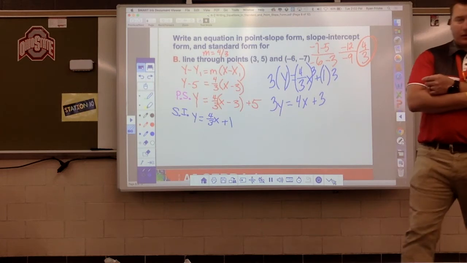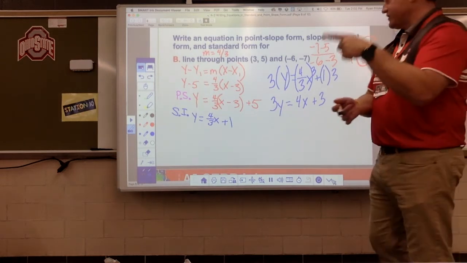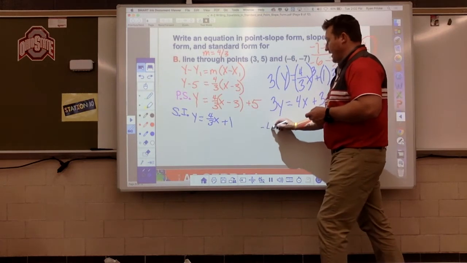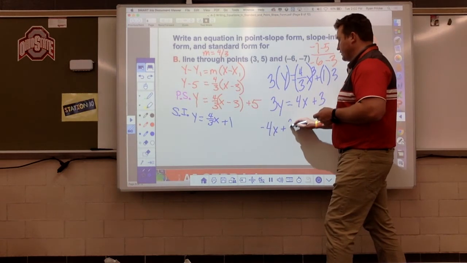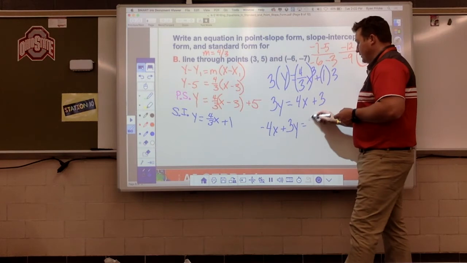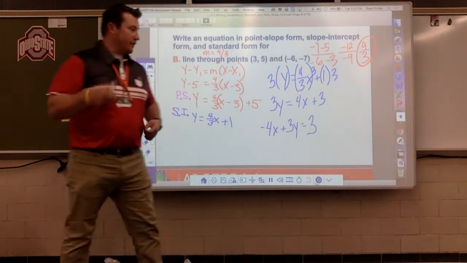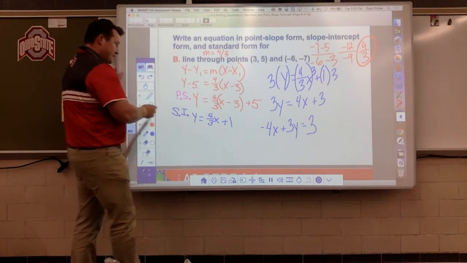And now we are almost done. Now it's just move x and y together. So we're going to subtract 4x. I'm going to write x first, so negative 4x plus 3y equals 3. And there you go, guys. There's our 3 forms, okay?